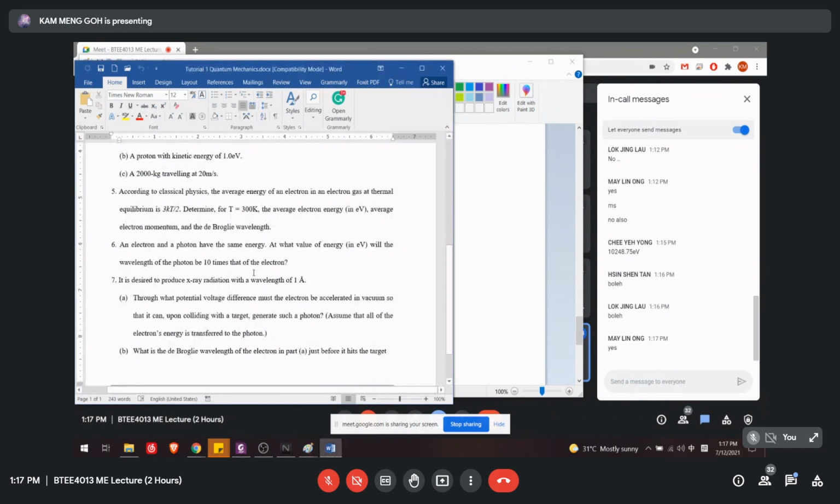Question 7. It is designed to produce X-ray radiation with a wavelength of 1 angstrom. Through what potential voltage difference must the electron be accelerated in vacuum so that, upon colliding with the target, it can generate such a photon? The potential voltage difference is actually the kinetic energy, same thing. Assume that all the electron energy is transferred into the photon.